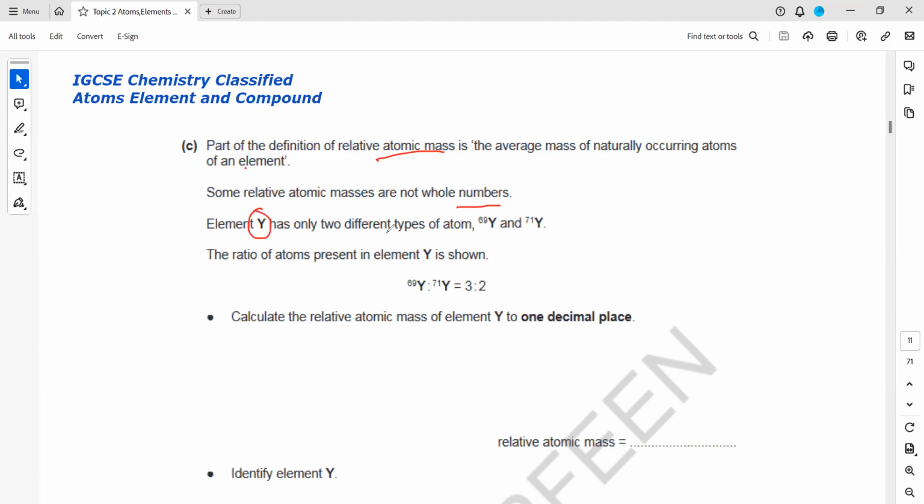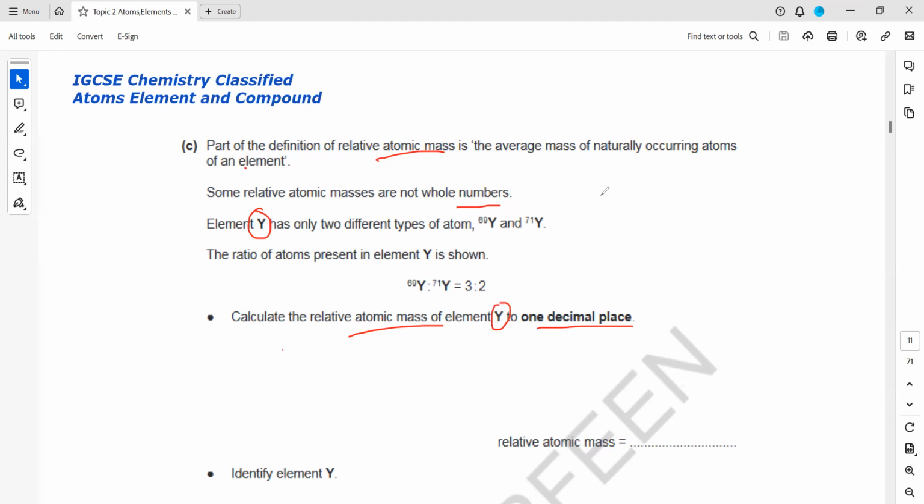The element Y has two types of atoms, which we call isotopes, 69 and 71. The ratio of the atoms present in element Y is shown as 3:2. Like if you have 5 parts, 3 parts are 69 and 2 parts are 71. What is the relative atomic mass of Y to one decimal place? Sometimes they give us a percentage, sometimes a fraction. So how to work it out?